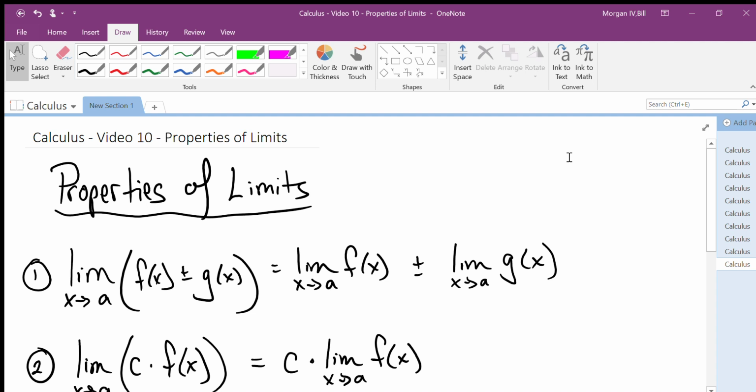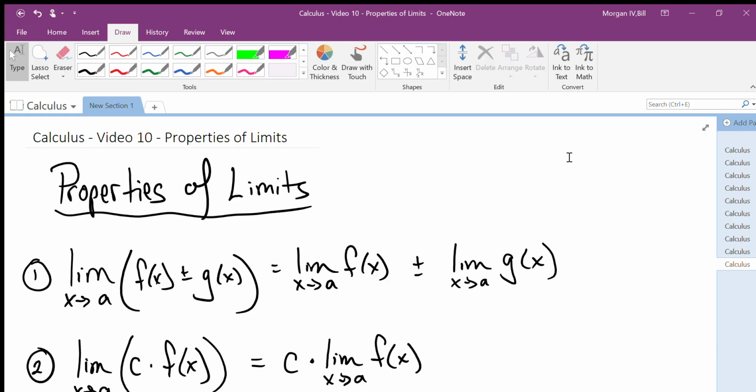Calculus, Video 10, Properties of Limits. So we have 5 properties of limits that I want to share with you. I want you to think about these properties as things that I'm allowed to do with limits. We will use these properties within solving other problems. Here are 5 things you're allowed to do with limits.